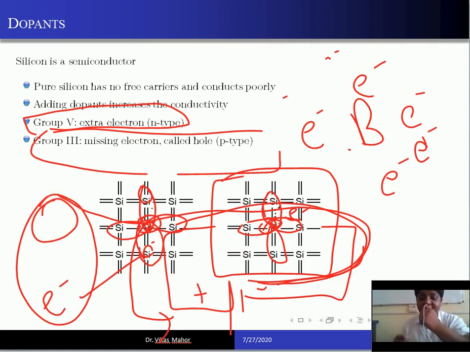Hole means there is a possibility of an electron coming in. An electron may come here. That means hole, the absence of electron, which you have studied in electronic courses. Fine. Absence of electron is known as hole. So there is a possibility that while conduction, an electron can come here. This is known as hole, and that type of silicon is known as p-type. Why p-type? Because there are more holes as compared to electrons. Fine. This is how you make p-type and n-type silicon.